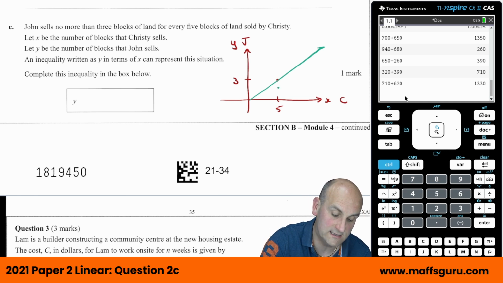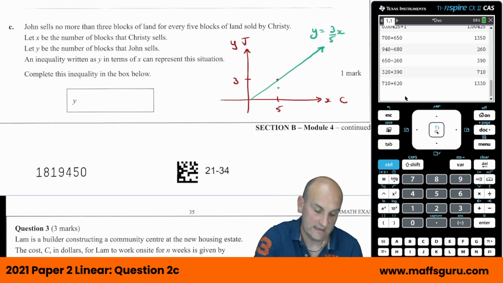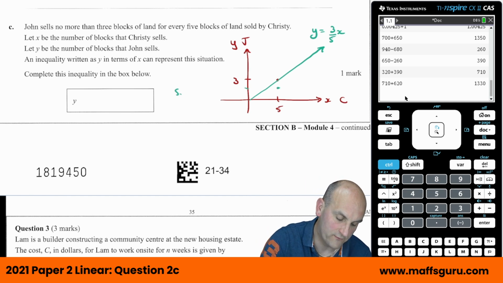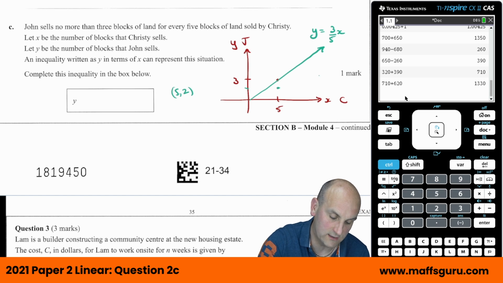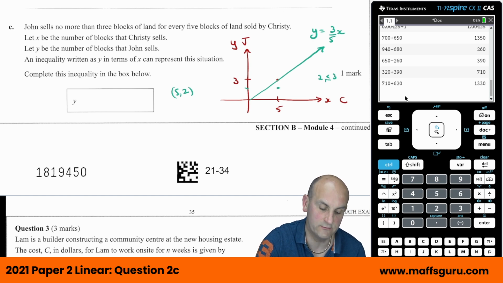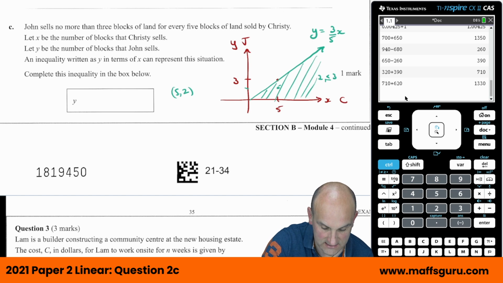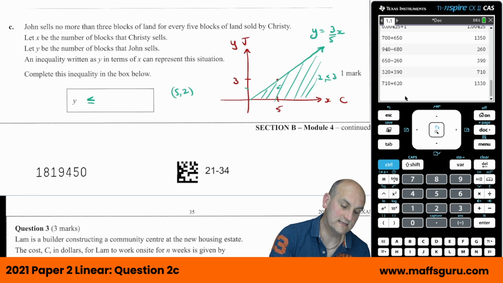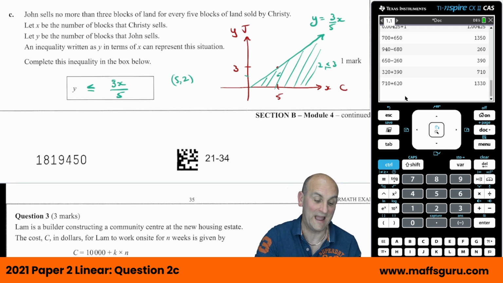I know the gradient of this line, which is rise over run, is 3 on 5. So that line is y equals 3/5 x. If I now test this point here, say that's (5, 2), I get y equals 2 and 3/5 of 5 is 3. Well, 2 is less than or equal. So it is this section here I'm looking for, because we want John to sell no more than 3 blocks of land for every 5 that Christy does. So y is less than or equal to 3/5 x. I hate inequality questions with a passion.